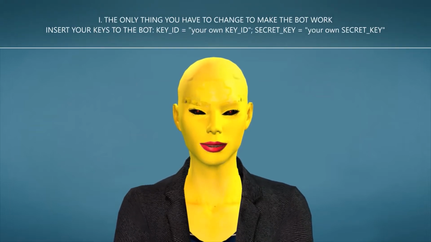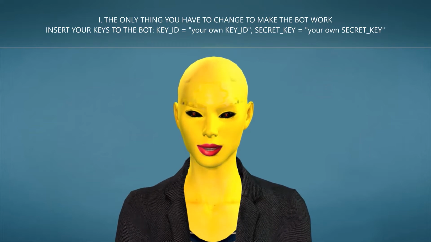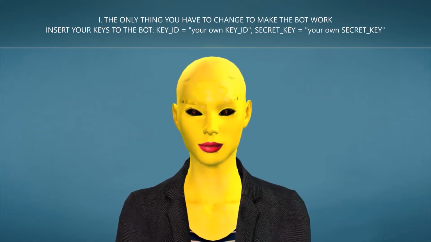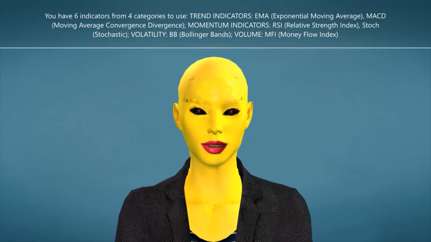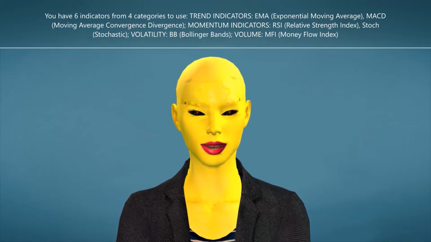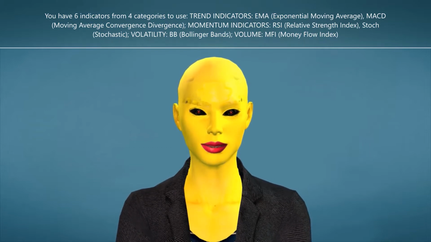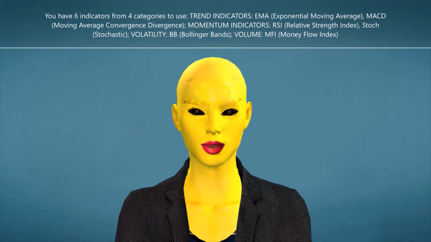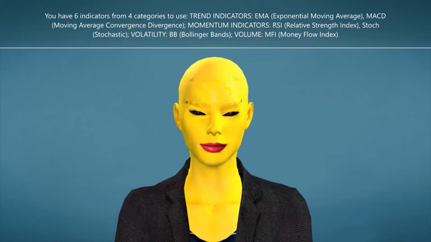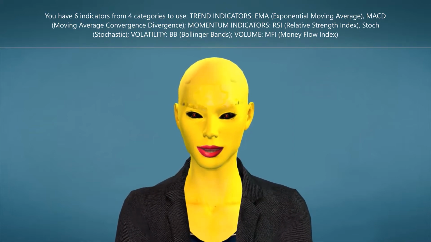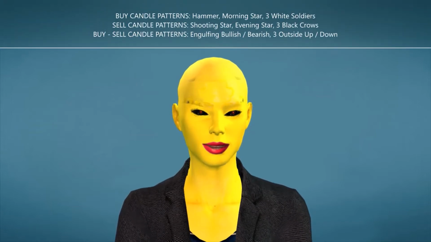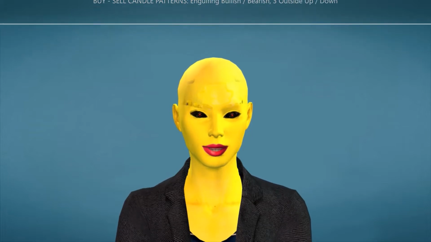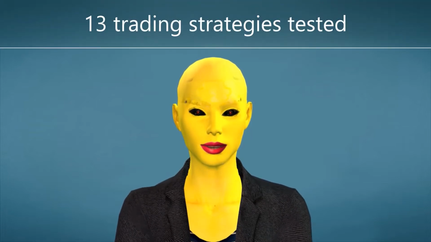To run the bot you will only need to change 2 lines of code. Insert your own keys to the free paper trading account, which you'll learn how to start in a couple of minutes. More advanced coders and traders might easily change several things to make the bot better, and more suited for their needs. The bot will be able to use the most commonly used technical indicators: moving average, MACD, relative strength index, stochastic, Bollinger Bands, money flow index, and candlestick patterns to decide whether to buy, sell, or do nothing in 1-minute intervals. You will see 13 trading strategies tested here.